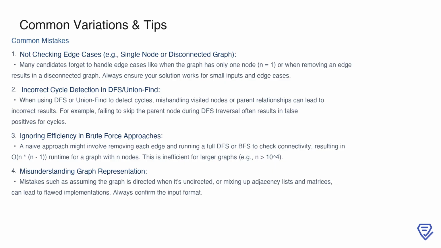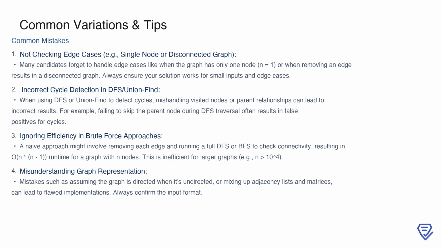Another common error arises during cycle detection, especially when using DFS or union find. For DFS, one mistake might be not skipping the parent node during traversal, which can lead to false positives for cycles. Similarly, mishandling parent relationships in union find can result in incorrect cycle detection. Efficiency is another area where mistakes often occur. A brute force approach, such as removing each edge and checking connectivity with a full DFS or BFS, can lead to an inefficient O(n * n) runtime, which is impractical for large graphs.